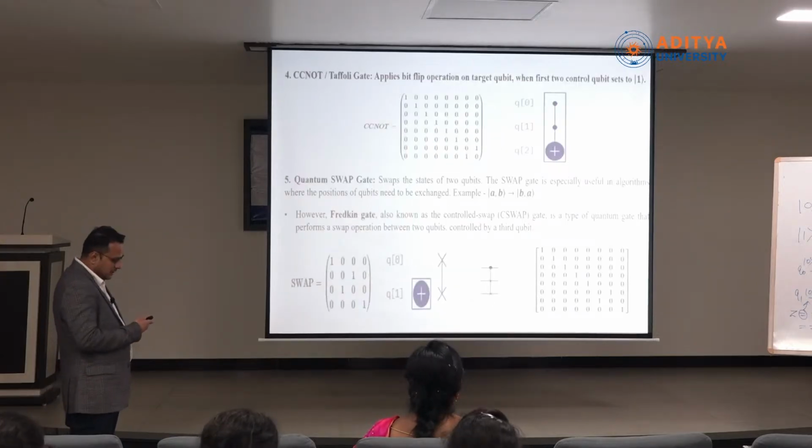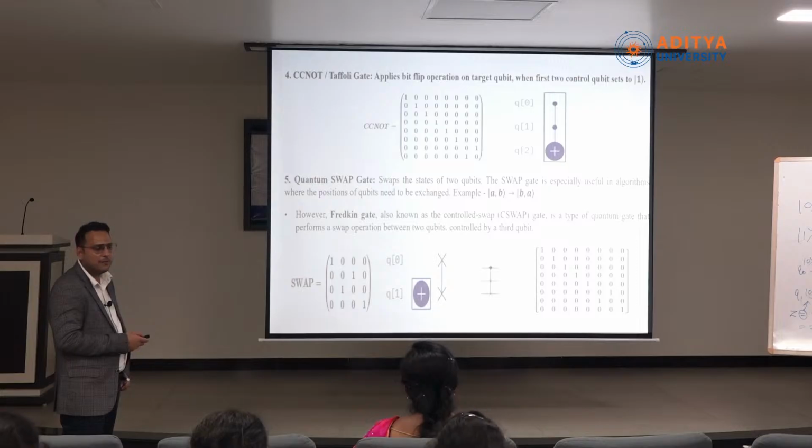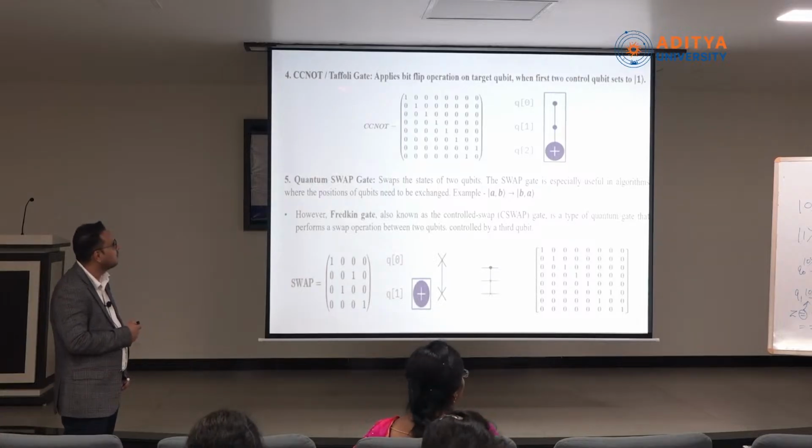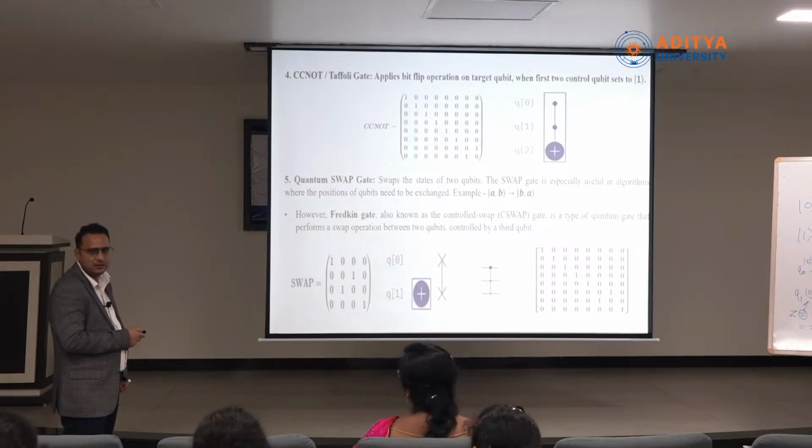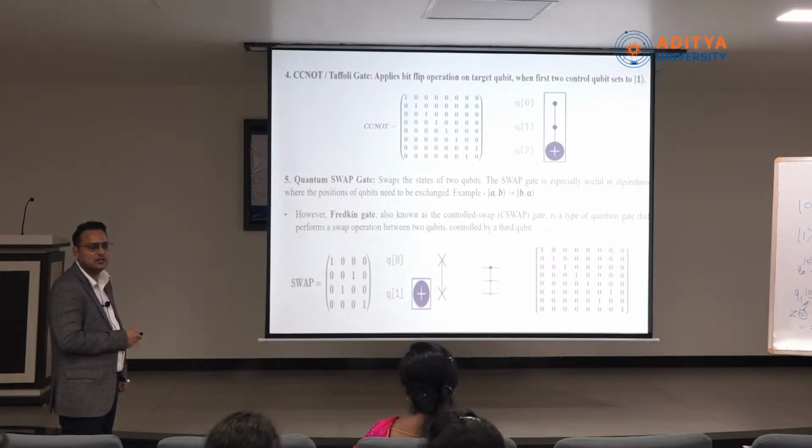Next, this is C naught, my CC naught, that is the Toffoli gate. It's a 3 qubit gate. 2 qubits are taken as control. When they both become 1 1, we apply what? The NOT operation on the third qubit.